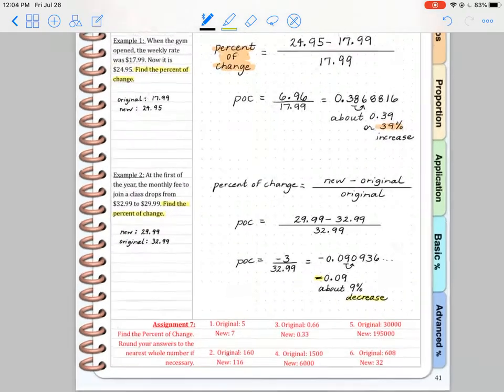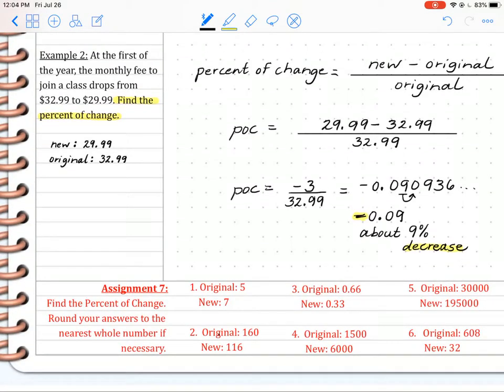Okay, assignment 7 is here at the bottom. I want you to find the percent of change. Round your answers to the nearest whole number if necessary.